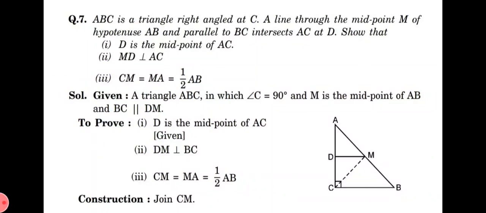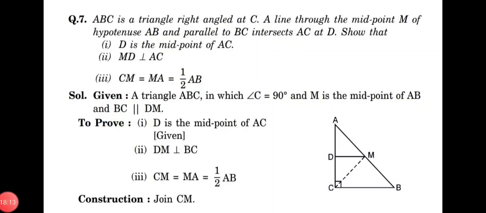Next, question number 7. ABC is a triangle right angled at C. A line through the midpoint M of hypotenuse AB and parallel to BC intersects AC at D. Show that number 1, D is the midpoint of AC. Number 2, MD is perpendicular to AC. Number 3, CM equal to MA equal to half AB.